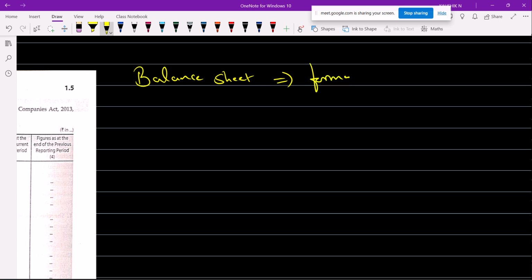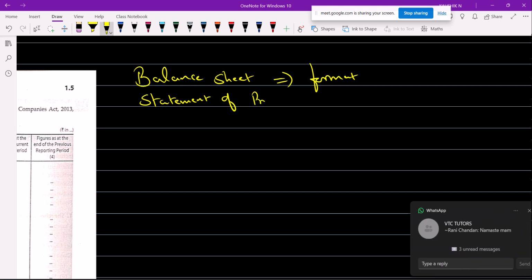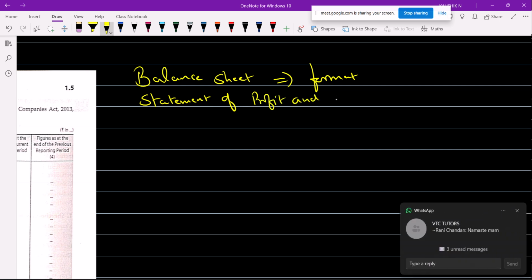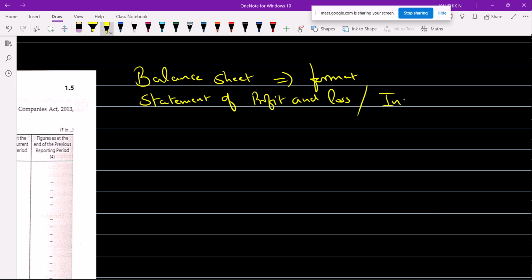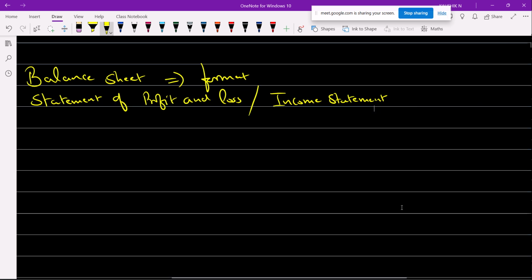So the balance sheet format. Then you'll be learning the format of the statement of profit and loss, which we always call the income statement. How do we call the statement of P&L otherwise? Hello, income statement. A little bit louder please. We call it the income statement. Very good.